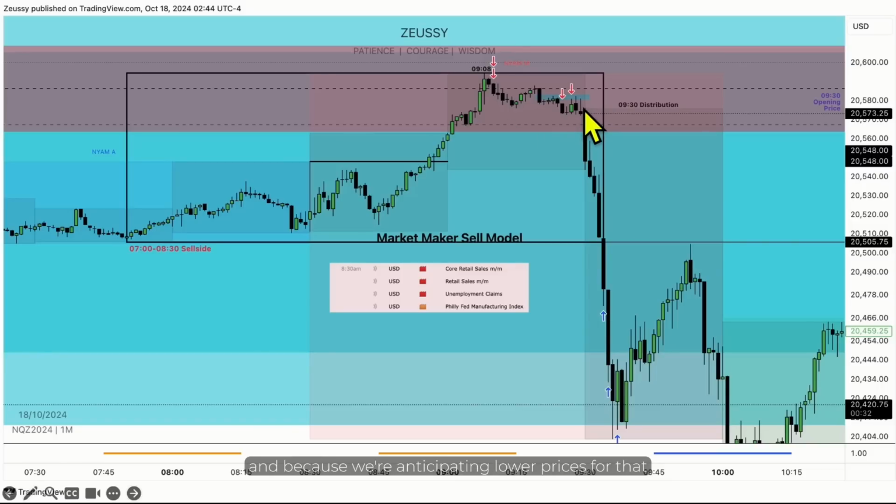And because we're anticipating lower prices for the remainder of the day, because all of these signatures are in play that confirm to us that we have likely formed the high of day, what we can anticipate is that 9:30 will distribute.